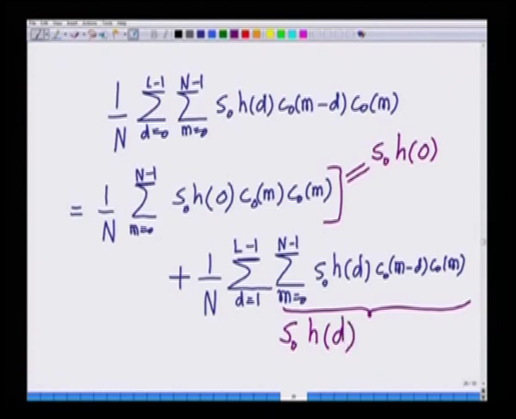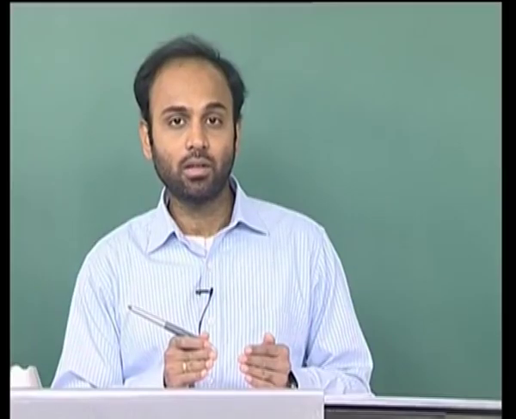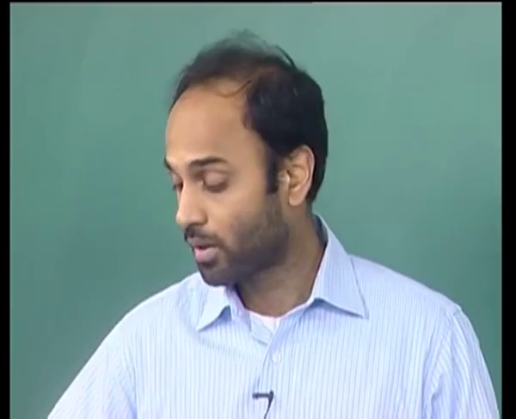Now, look at the term inside: this is nothing but S0 h of d times C0 of m minus d C0 of m summation over m equals 0 to n minus 1. So, this is nothing but the self correlation R00, but with lag of d. Hence, when I correlate with C0 of m at the receiver, the path 0 survives, that gives me S0, the symbol transmitted by user 0, times the coefficient h of 0.